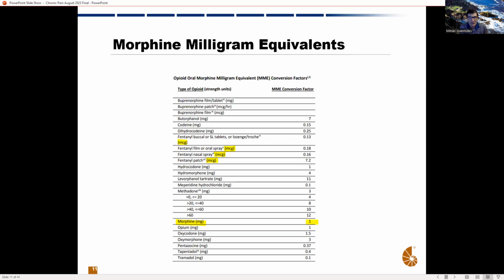To give you an idea on this chart of how these strengths compare, I've highlighted in yellow morphine, and then in parentheses milligram, and then 1 to the right. So that's basically our standard reference point. 1 milligram of morphine is our base, kind of like a standard mortality would be 100%. That's the same idea with 1 milligram of morphine as our basic standard. Now, I've also highlighted fentanyl.